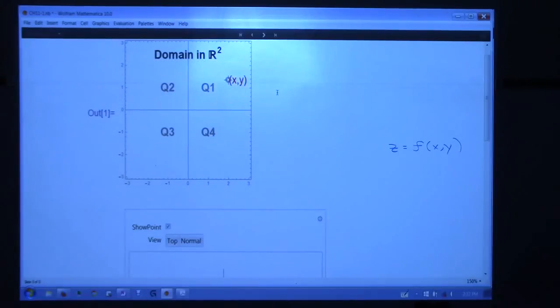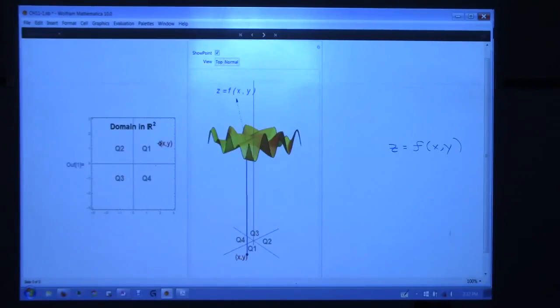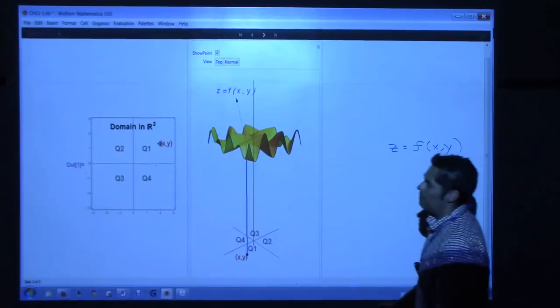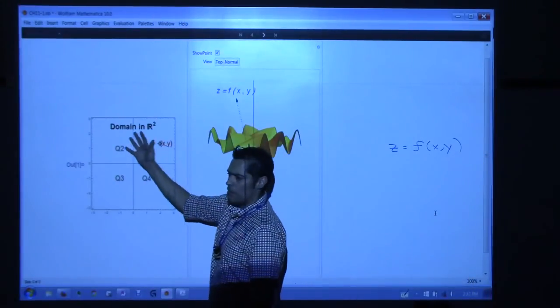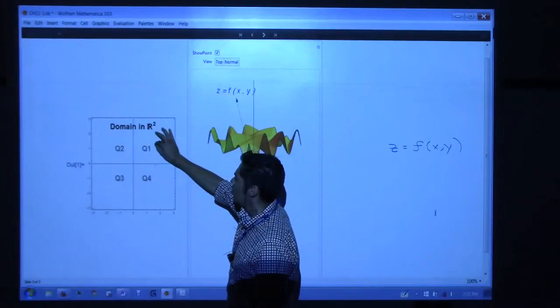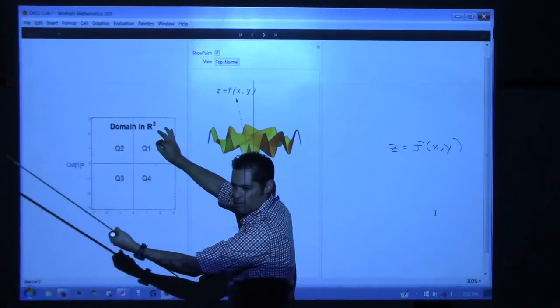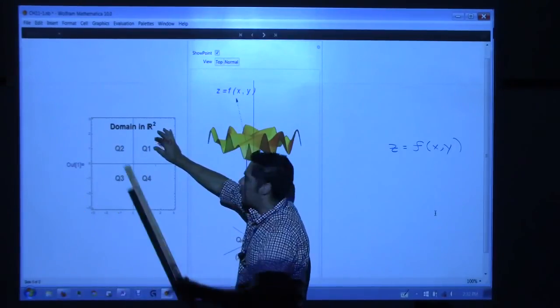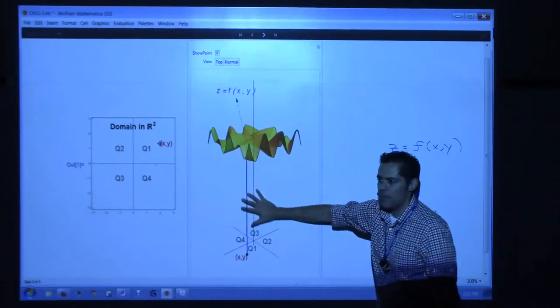I'm jumping ahead here. So this is a picture of what I'm talking about. You have the input, right? So you have to pick an x and a y somewhere, in 2-dimensional space. And then it spits out a number over here, right? That's our z. But I can visualize all of that in 3-dimensional space.